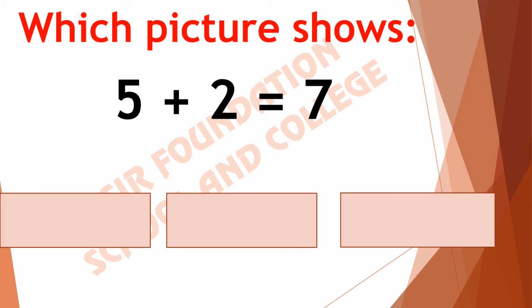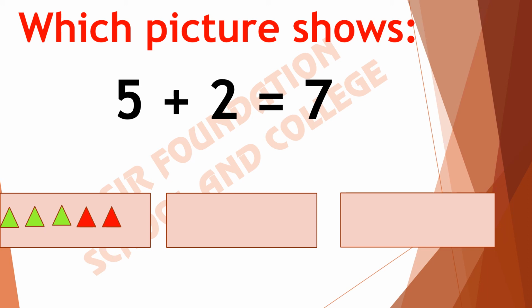In the first picture we see that 1, 2, 3. There are 3 green triangles and 2 red triangles. I repeat, there are 3 green triangles and 2 red triangles. There are 5 triangles in total.